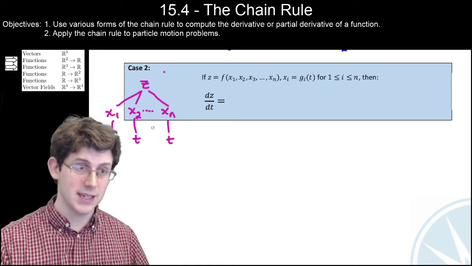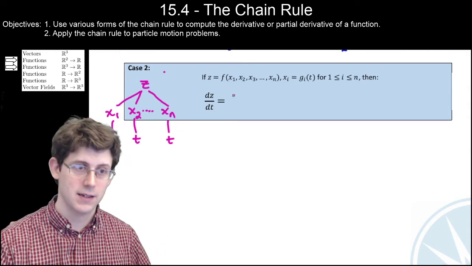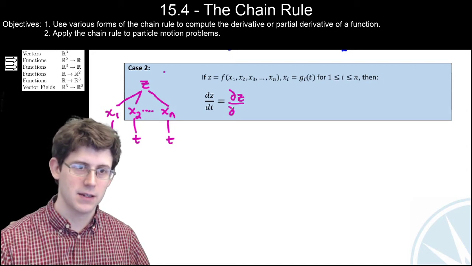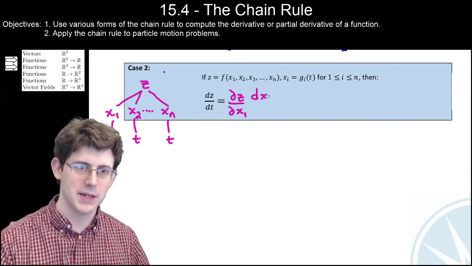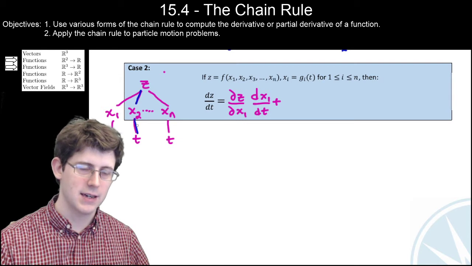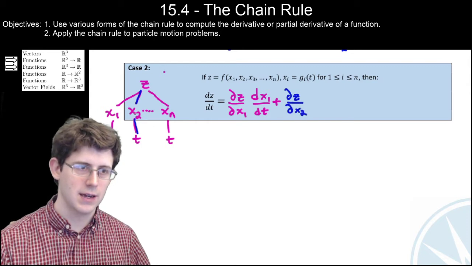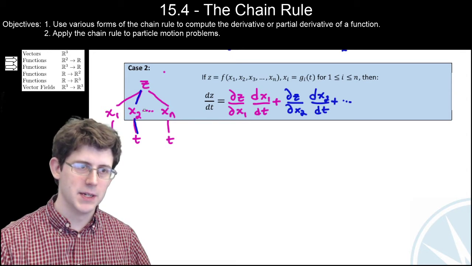Well, you do the same thing we did with the multiple dependencies earlier. You deal with them each separately and then add together the results. The first one is a branching path, so I need partial derivatives. So partial z, partial x1. And then x1 only depended on t, so I write dx1 dt. Then plus the second path here. The second path is partial z, partial x2, and then dx2 dt. And then there's a whole bunch more.